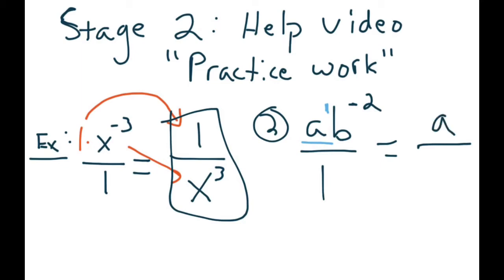You could write the 1 there if you want still, but you don't have to. Now I'm going to look at the b. I'm going to underline it. Actually, I'm going to box it here, something like that. It is b to the negative 2. Okay? So that has a negative exponent.